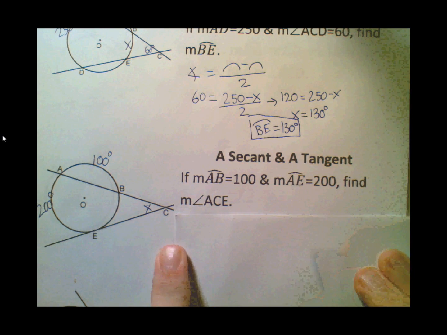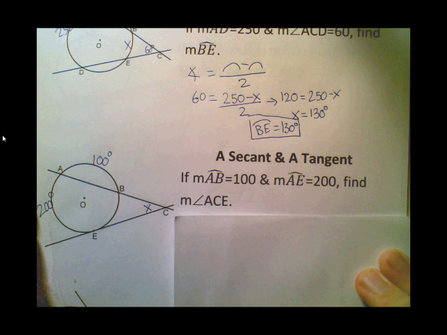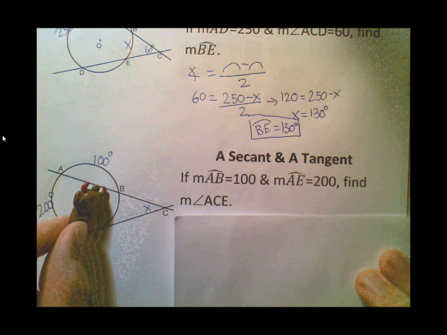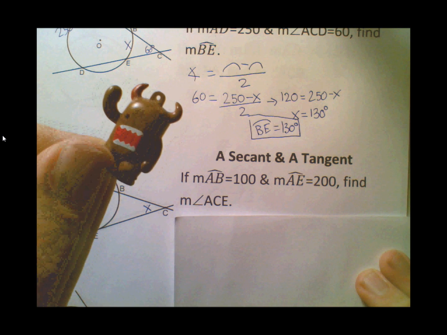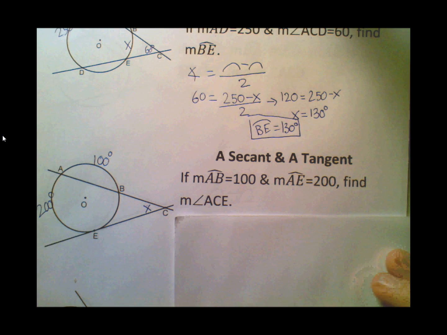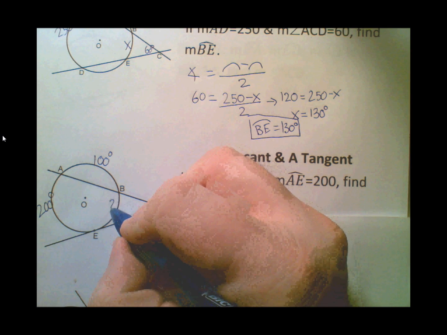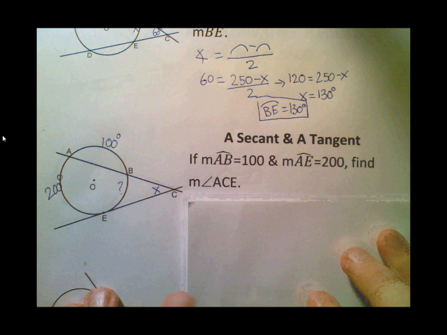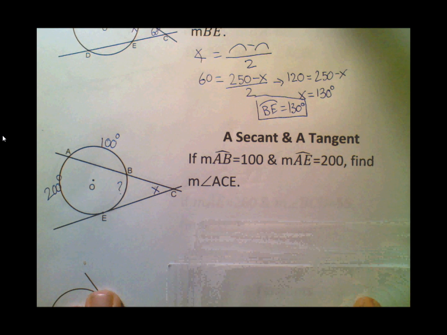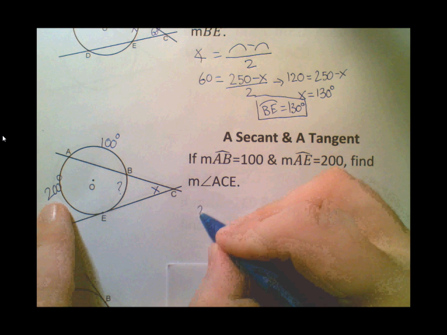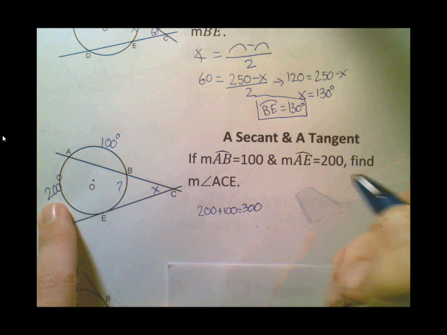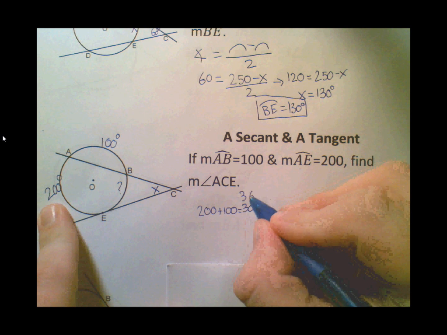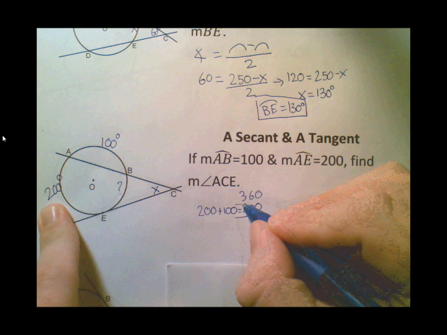Now, Domo is going to go across. He's going to go 200 minus, there's no arc measure here. What should I do? Well, if there's no arc measure there, is there any way that we can figure out what this arc is right here? Well, remember, the arcs add up to 360 degrees. The first thing we need to do is go 200 plus 100 gives me 300. Now, how much do I have left over for the leftover arc? 360 minus 300 gives me 60 degrees.